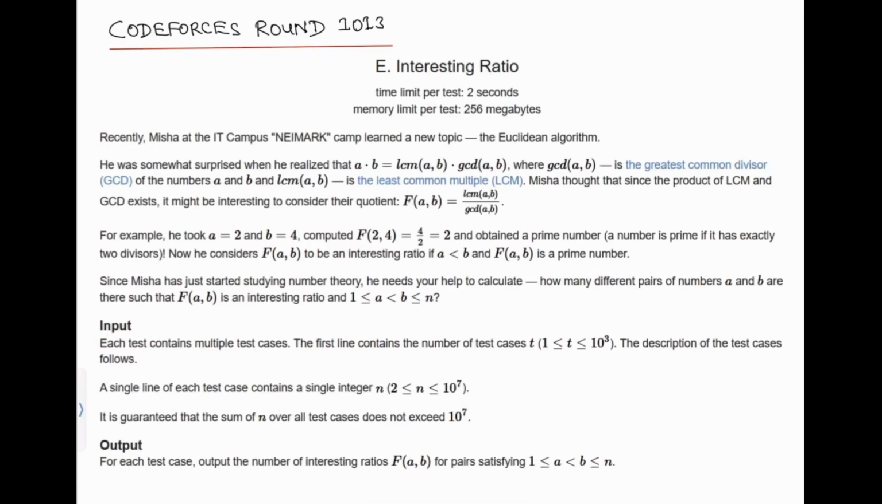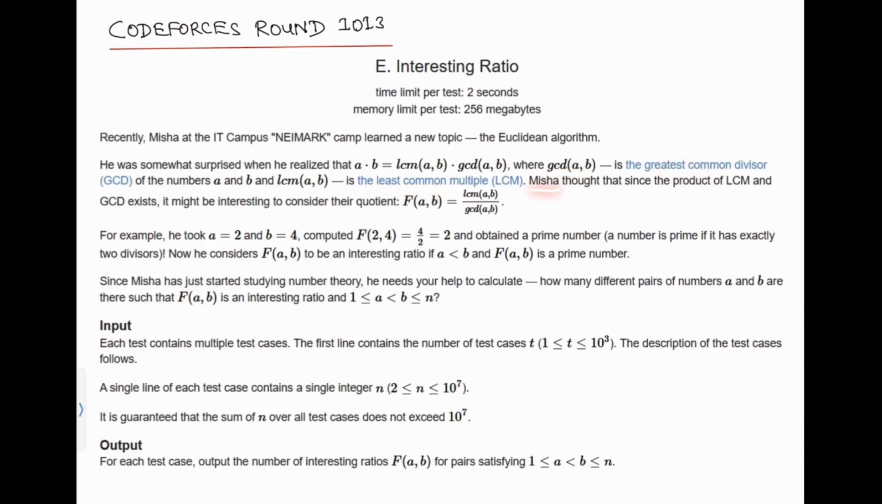So today we are going to discuss Codeforces Round 1013 problem E, which is Interesting Ratio. Recently, Misha at the IT Campus Nemark camp learned a new topic, the Euclidean algorithm. He was somewhat surprised when he realized that A multiplied by B is equal to the LCM of A and B multiplied by the GCD of A and B. Here GCD is the greatest common divisor and LCM is the least common multiple.